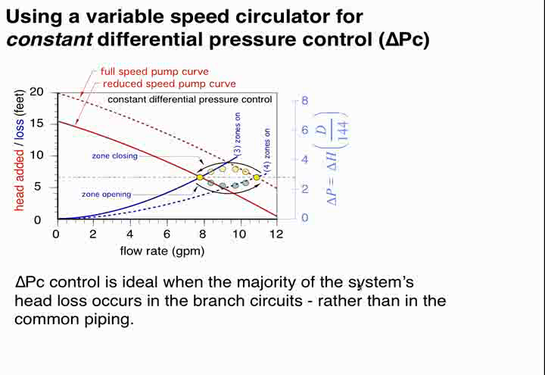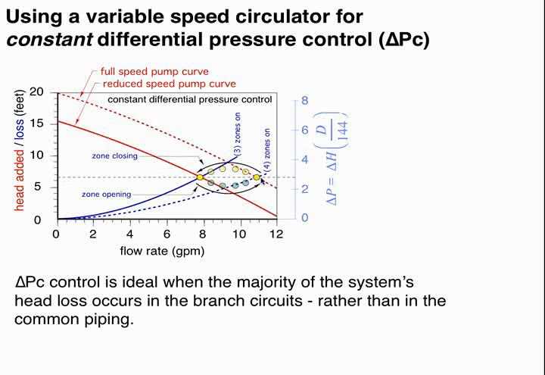when variable speed circulators that can operate on constant differential pressure mode have come into the picture. And to kind of give you an example, let's assume we have a 4-zone system, 4-zone valves, and we have a pump here that's at a full speed condition. This dashed line will represent full speed, and this dashed blue line represents the system head loss curve at all zones open.